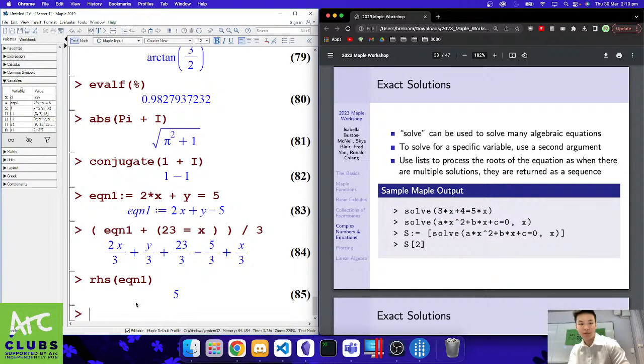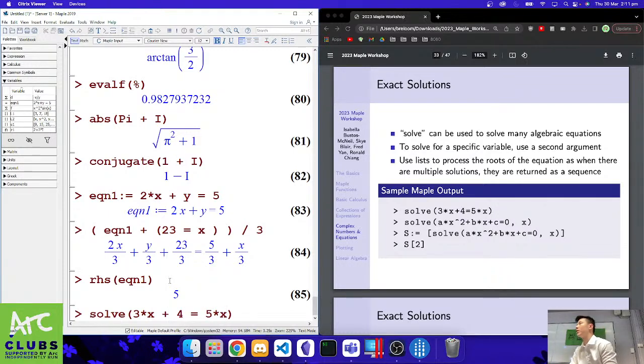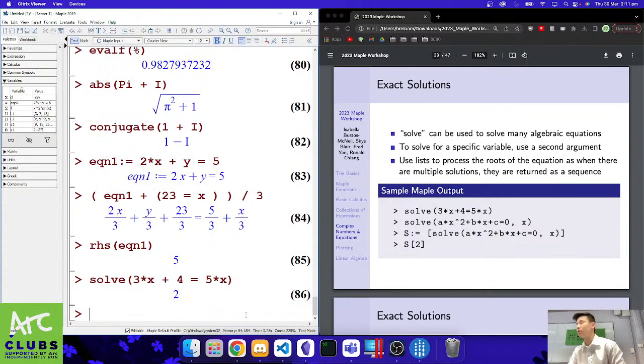One thing that's quite useful with Maple is we can solve for exact solutions. So for example, if we want to use the solve command, this can be used to solve many algebraic equations. A simple case, if we want to solve 3x plus 4 equals 5x. Normally, if you just have one variable in your equation, Maple knows which variable to solve for. So in this example, we just have x in our equation, and Maple knows just to solve for x.